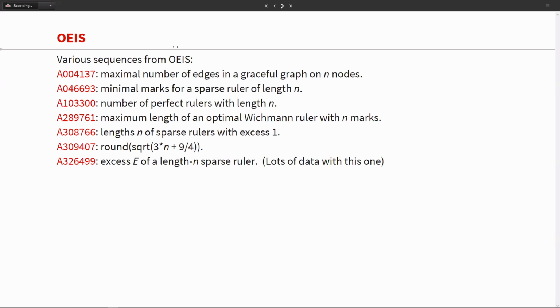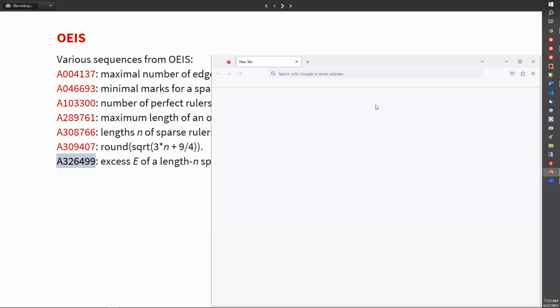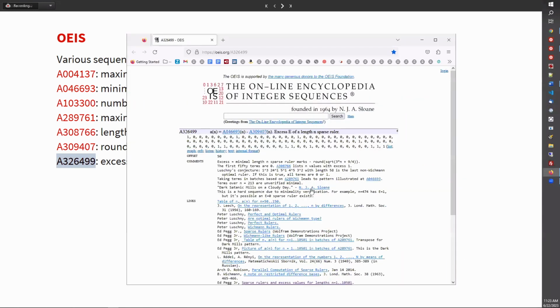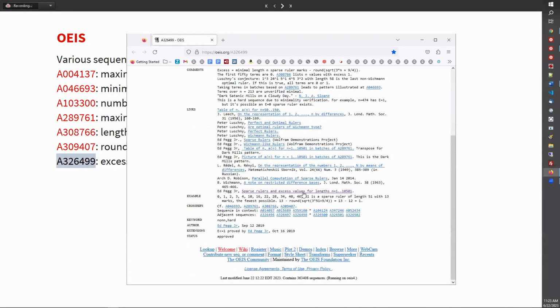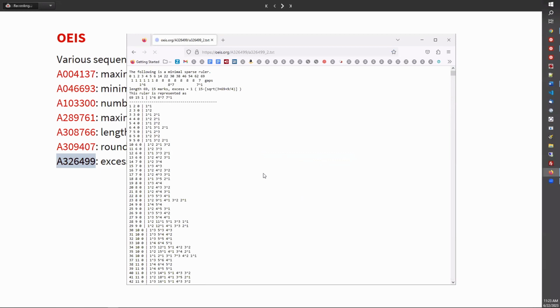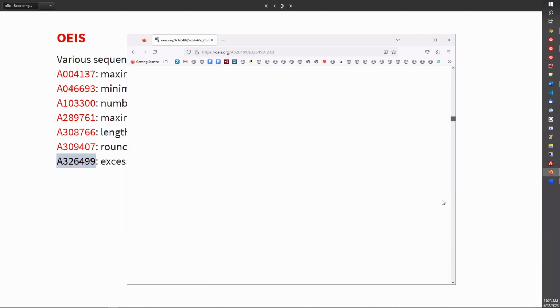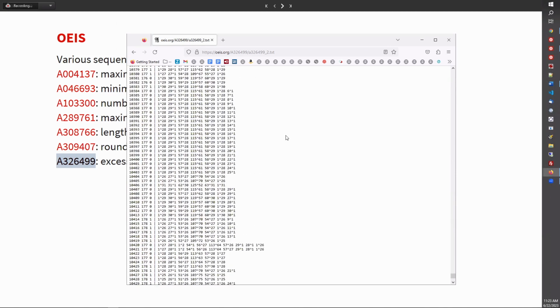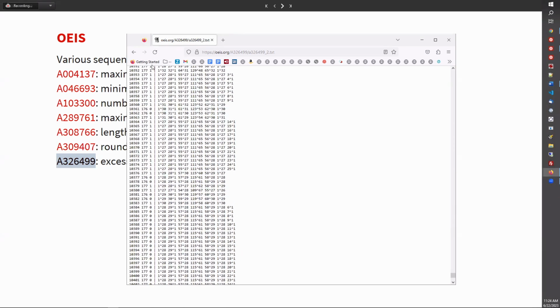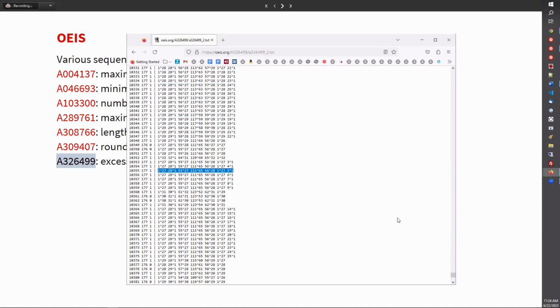There's various sequences in the OEIS for this. We can take a look at one of them here. Here's the one that has lots of data on it. And if you go to this bottom link, these are basically example rulers for all lengths up to 10,000. And the number of marks is given, the length is given, and the excess is given, plus a representation of the split form.